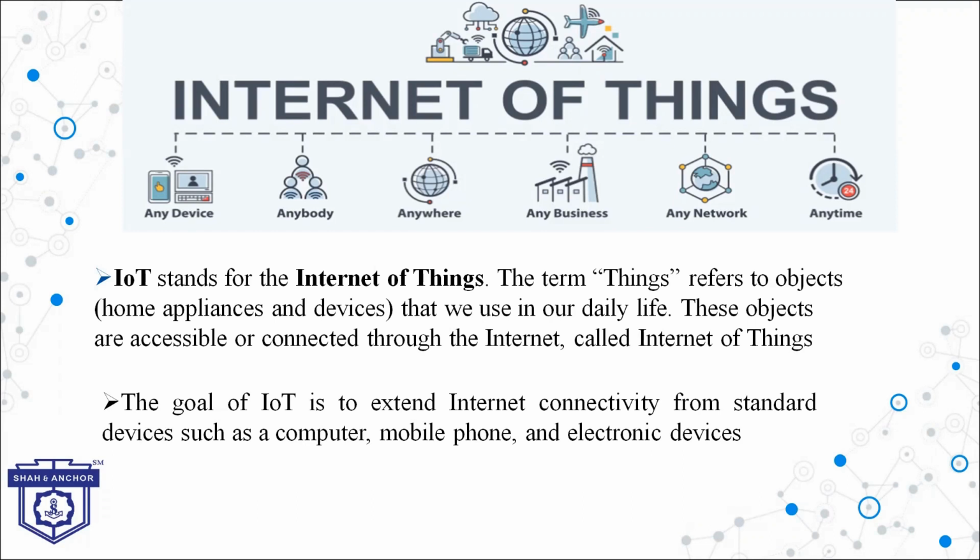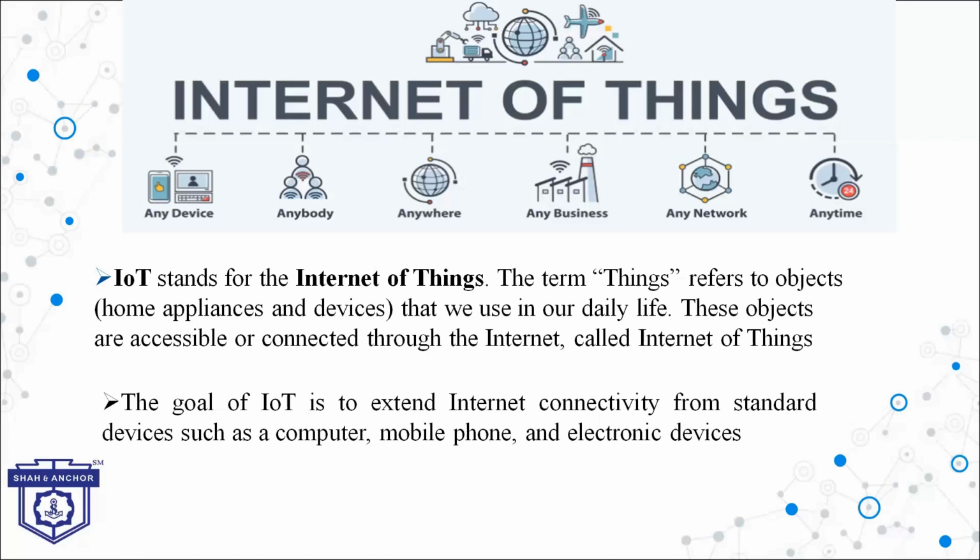Means these objects are connected through the internet to any device, to anybody, anywhere, anytime, on any network, to any business. It means the accessibility is 24/7. So the main goal of IoT is to extend internet connectivity from the standard devices, such as computers, mobile phones, and electronic devices.